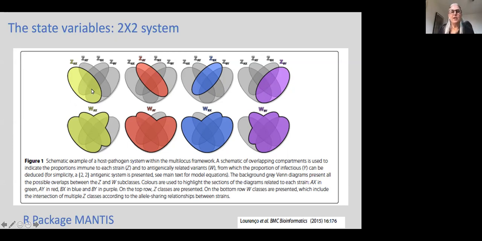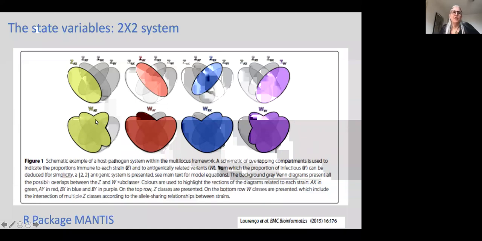But what you can see here is that in these 2x2 systems, the state variables, the Z's here, ZAX, are the proportion of the population that has been infected and has memory to the strain AX. More interesting is the definition of the variable W, in which you basically take the union with all those other memories that have some overlap with AX, so that either have A or X. And you do that for every pathogen.